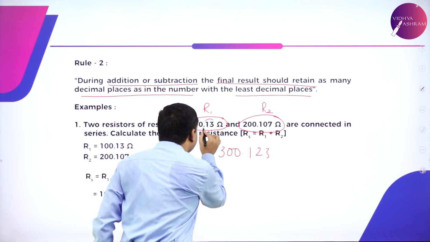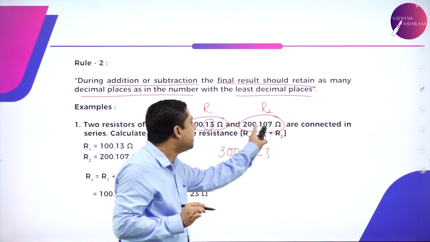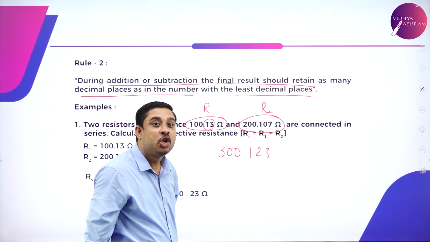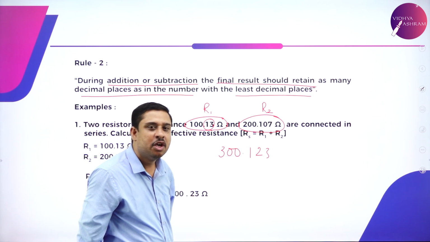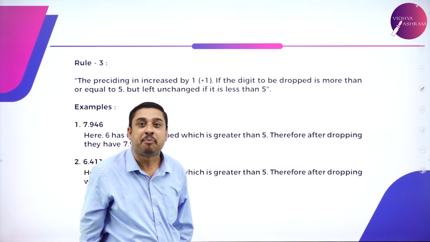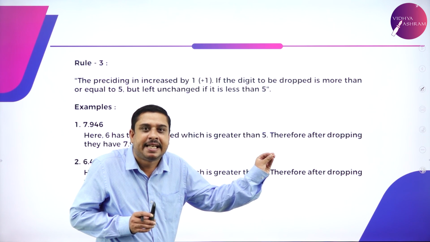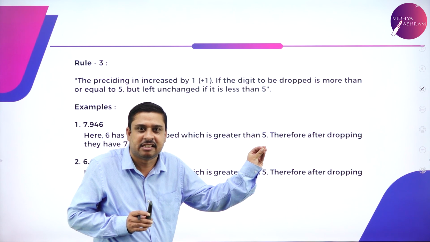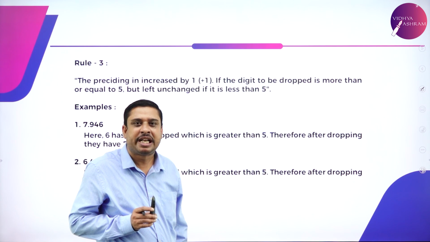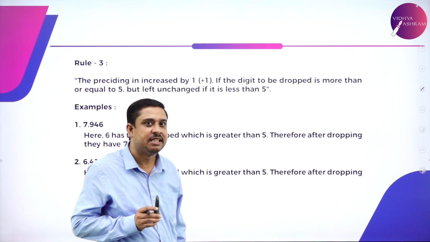But the final result should always have the least decimal places. Which is the least? It is 2. There are 2 decimal places in R1, and here there are 3 decimal places. But the final result should have only 2 decimal places. So understand, students, if you are adding or subtracting, you report your result in terms of least decimal places. If you multiply or divide, it is in terms of least significant digits.